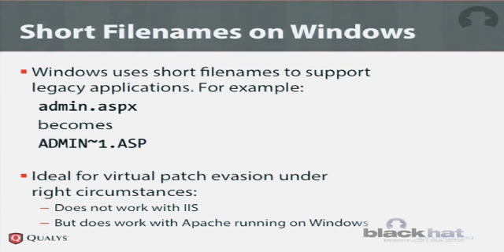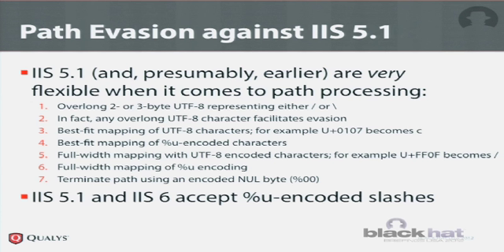On Windows, of course, we have short file names, which are used for backwards compatibility. And it's very unfortunate if you have a script that has an extension of 4 characters, the short name will automatically be generated, and it's very easy to predict. So if you reference a file using the short file name, that goes straight through, potentially without the WAF catching it. This particular technique does not work on the IIS, but it does on Apache running on Windows.